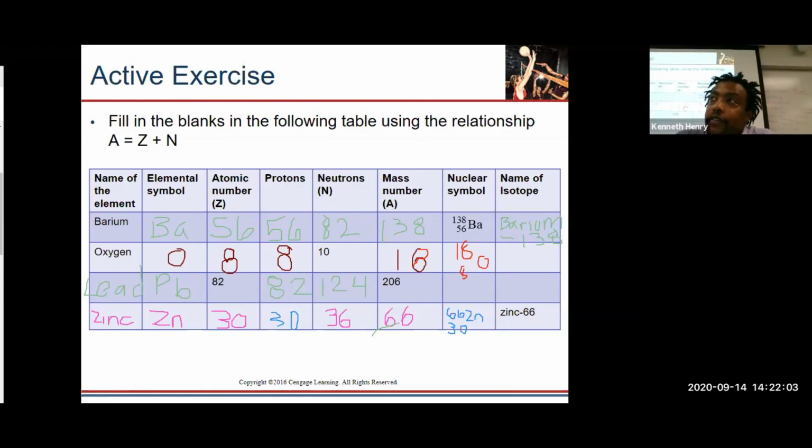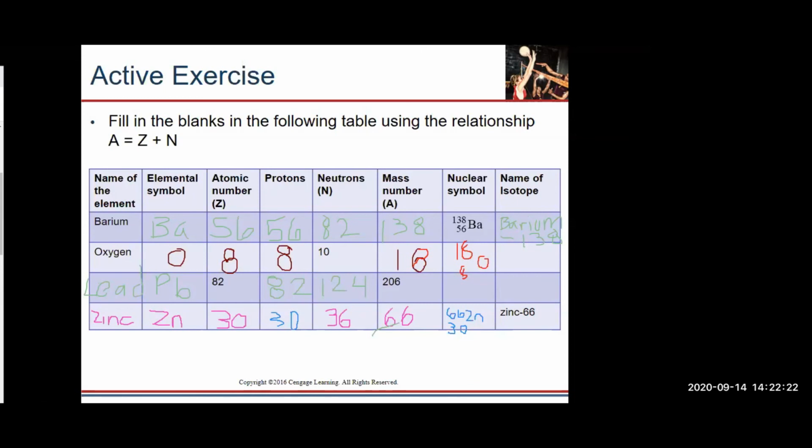Okay, and then it says the name of the isotope. So what would we call it, guys? It would be oxygen hyphen 18. That is correct.